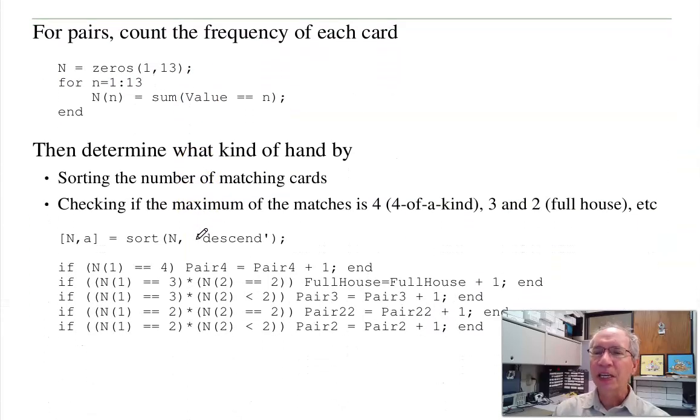For pairs, I count the frequency of each card. So I'm going to go through my hand and count how many aces, how many 2s, how many 3s, how many 4s, just like before. I'll then sort in descending order so that n of 1 is the highest frequency. If the highest frequency was a 4, I had 4 of a kind. If the highest frequency was a 3 of a kind, and the second highest frequency was 2 of a kind, that's a full house. 3 of a kind and less than 2 of a kind is the 3 of a kind. Pair and a pair is 2 pair. Pair and nothing is a pair.